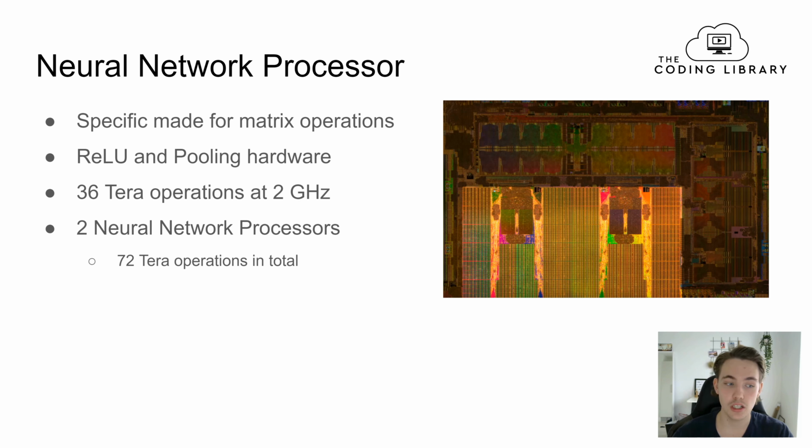And then the chip does 36 tera operations at 2 gigahertz. So it's really fast. It does 72 tera operations per second, so many operations per second that it is one of the fastest chips in the world when we're talking about neural network processors. And they have 2 of those processors, running the same amount of tera operations, and then they compare those 2 outputs to get the best and most precise output that it can get.